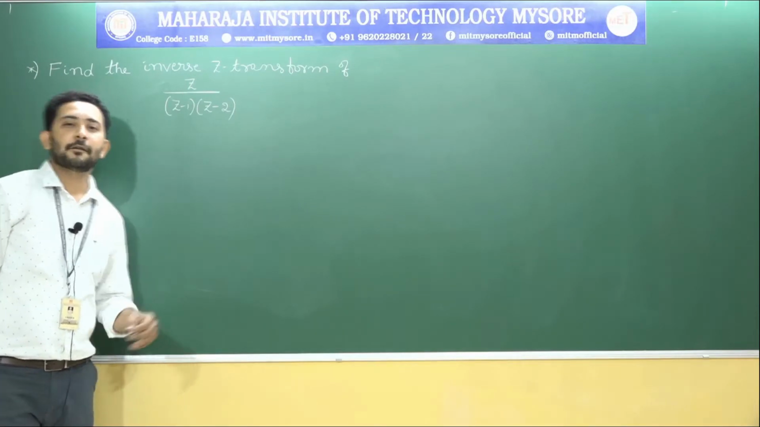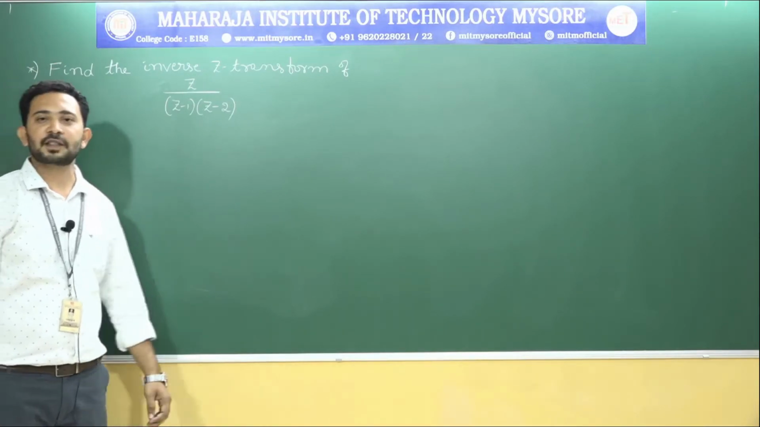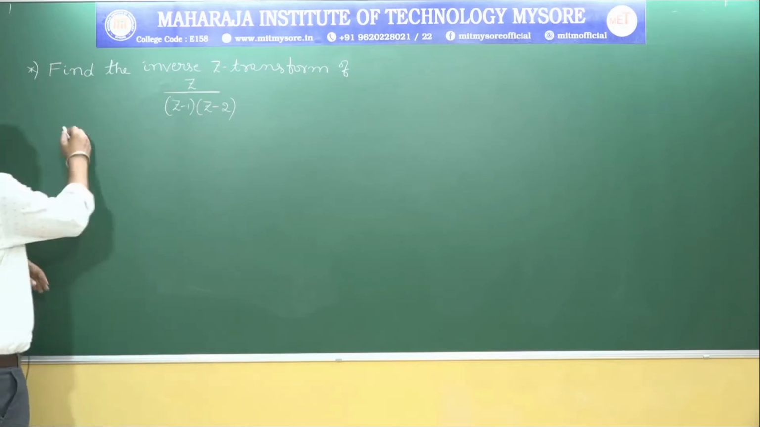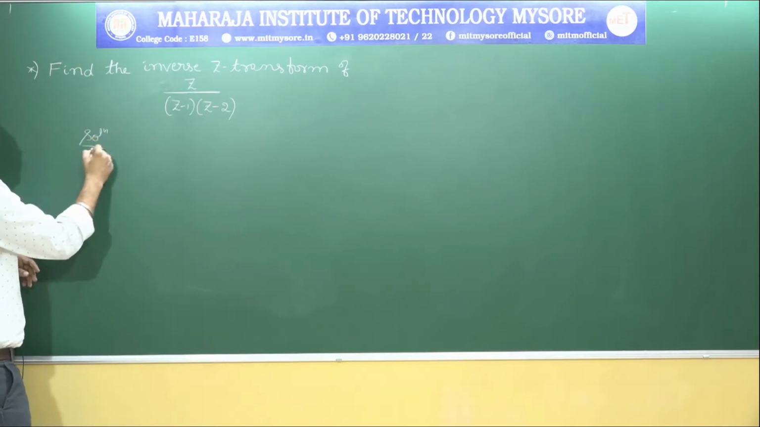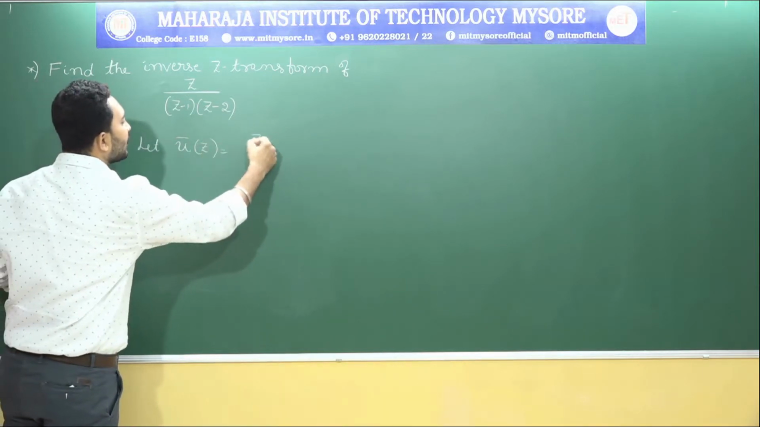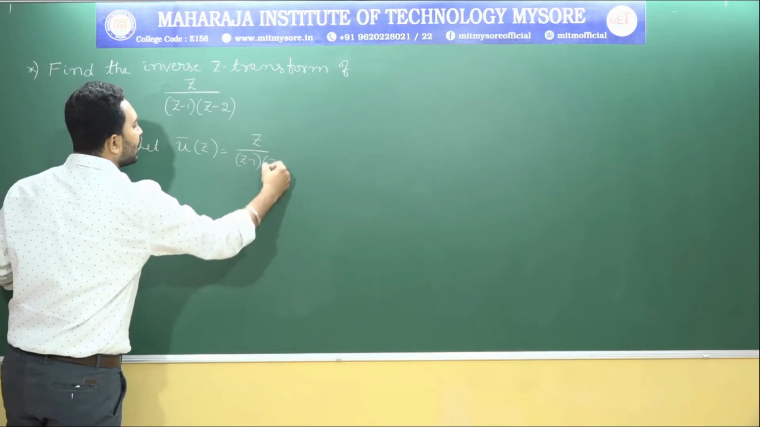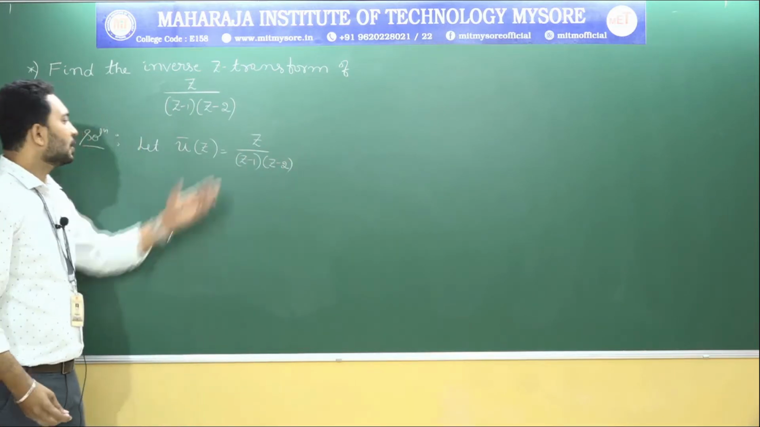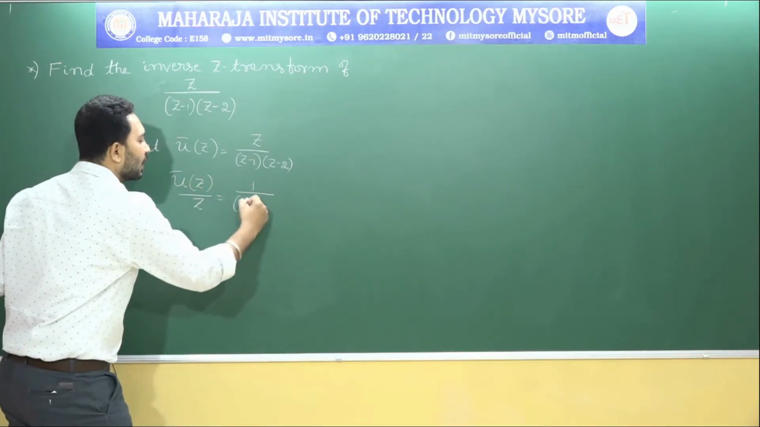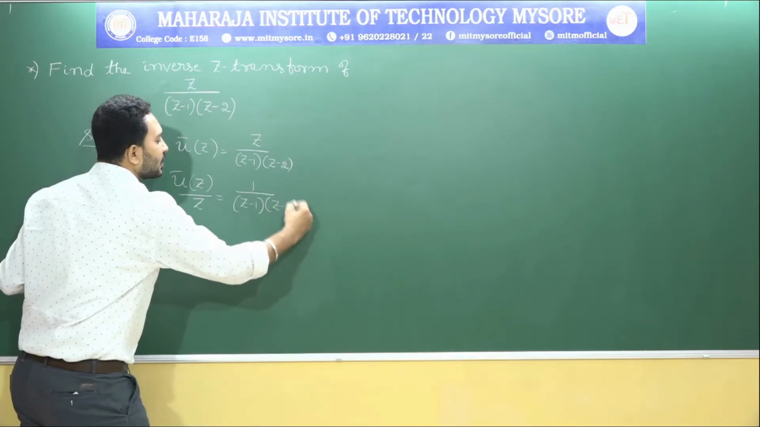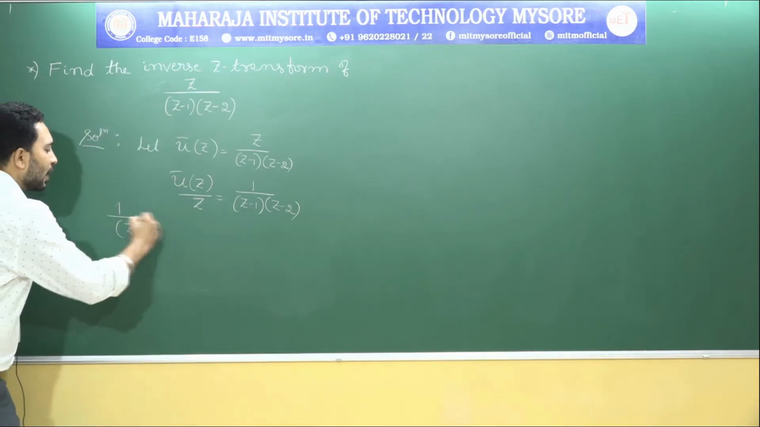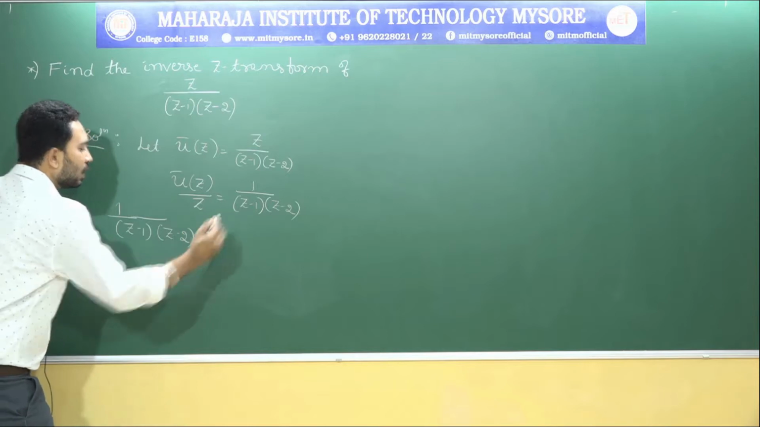Okay, first problem. Find the inverse Z transformation of Z divided by Z minus 1 into Z minus 2. So, for the solution, let U bar Z equals Z divided by Z minus 1 into Z minus 2. So take this Z to the denominator on the left side: U bar Z by Z equals 1 over Z minus 1 into Z minus 2, for simplification purposes.